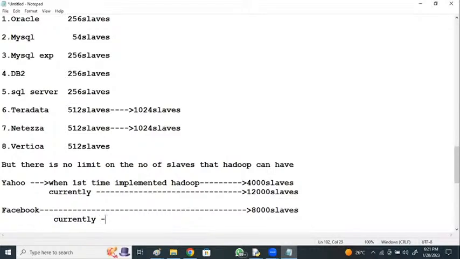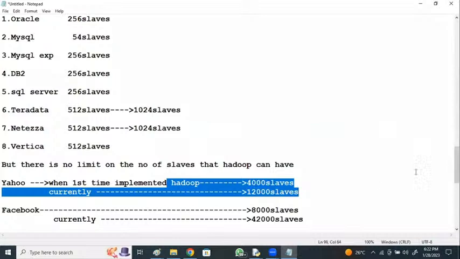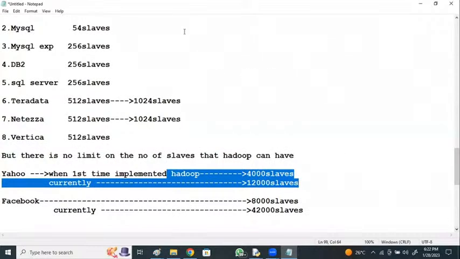Currently, it is going with 42,000 slaves for storing its data, right? Means there is no limit like that. Databases go with 256 or 512, but here they can go with thousands. There is no limit on the number of slaves that Hadoop can have, yes.